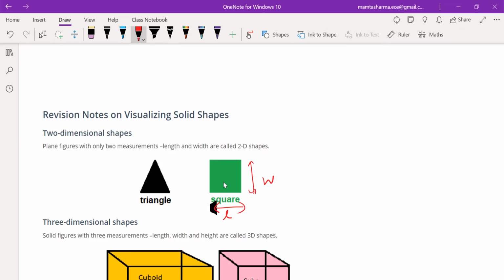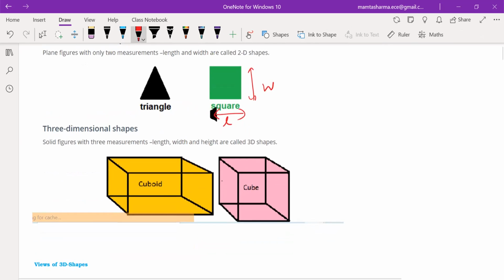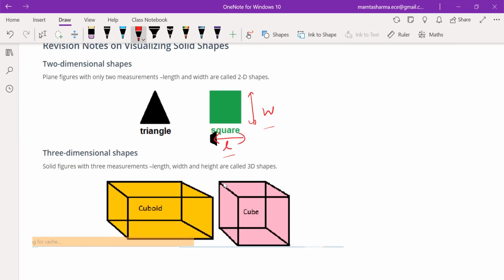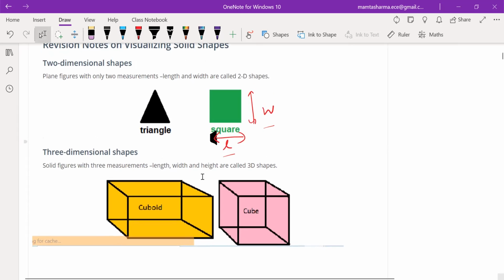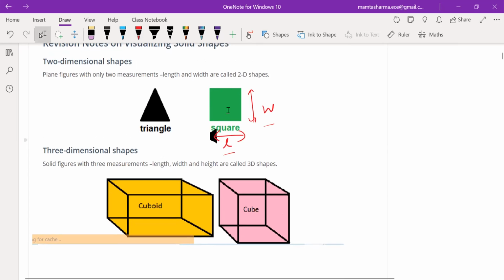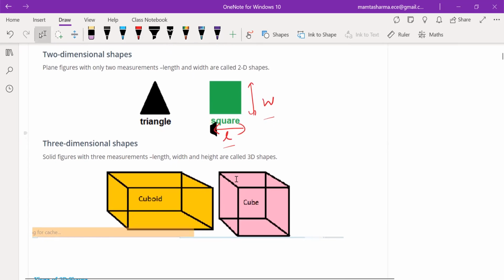Now we will learn about the three-dimensional shapes. In three-dimensional shapes, length, width, and height, three measurements will be given. If any shape has three measurements, length, width, and height, that shape is known as a 3D shape. So a 2D shape will have only two measurements, a 3D shape will have three measurements.